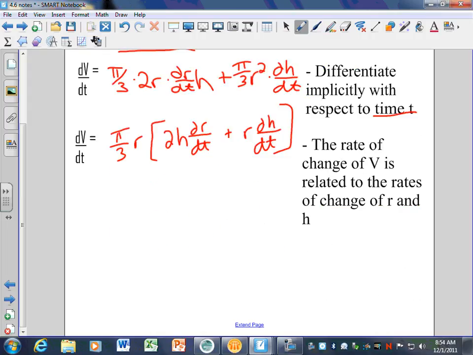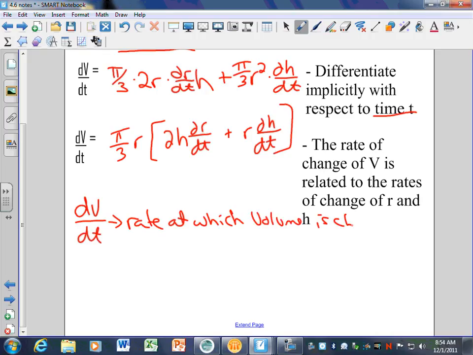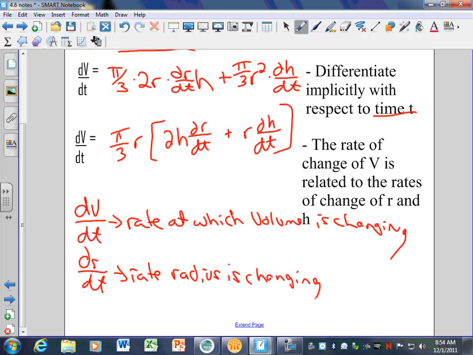Here, I'll even just write this down. dV over dt is the rate at which the volume is changing, and the dr over dt is the rate that the radius is changing with respect to time, and the dh over dt is the rate that the height is changing.